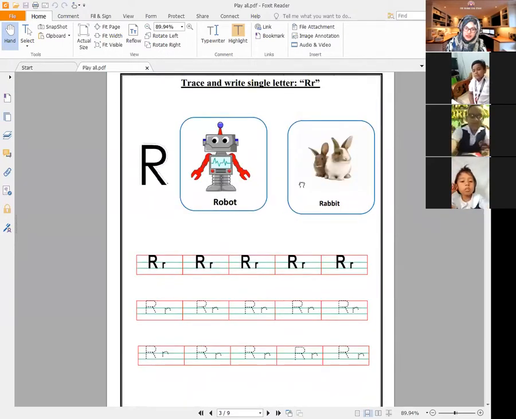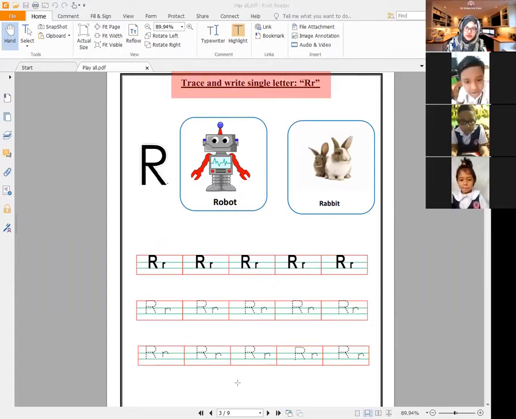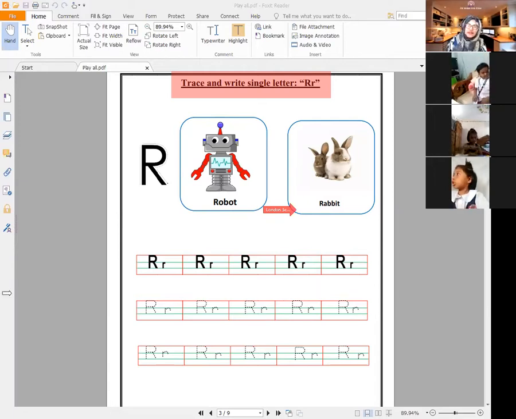Okay, so now we write the single letter R. Okay? So we see that R for robot, R for rabbit. Okay, so my all students, please, everyone open your English copy and write capital letter R and small letter R. Okay. Everyone, please write it.